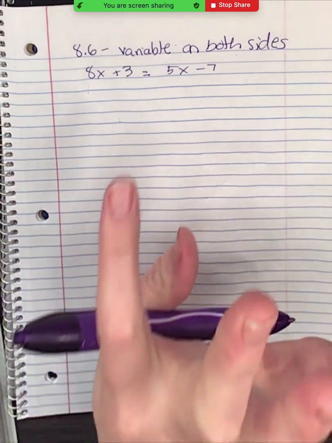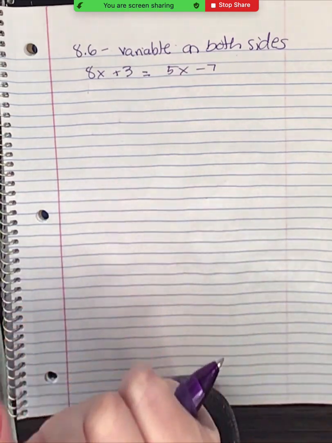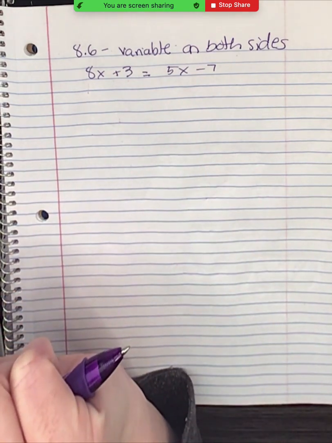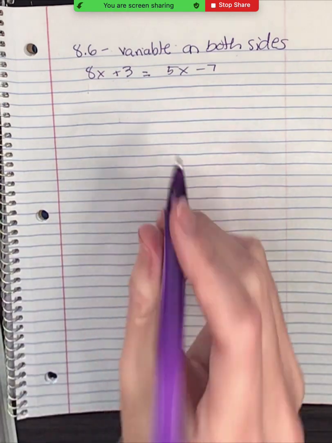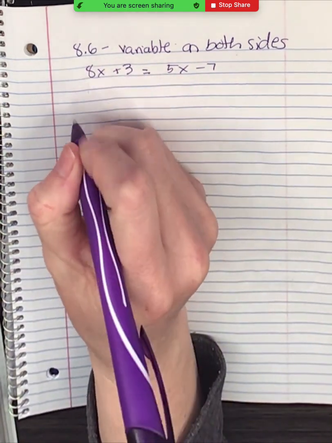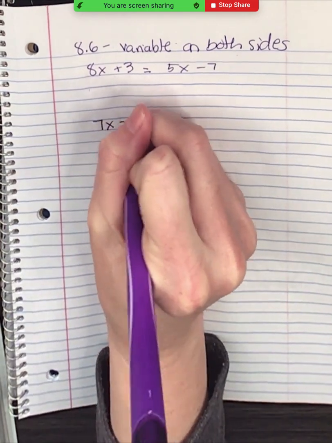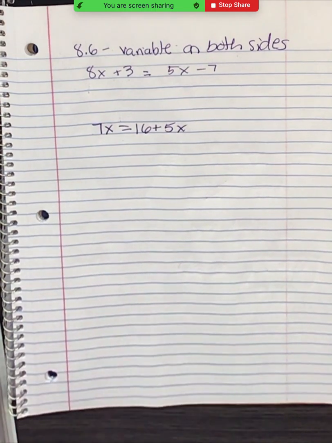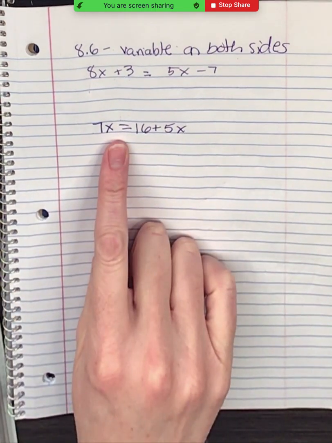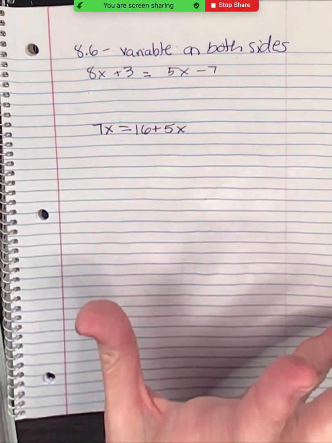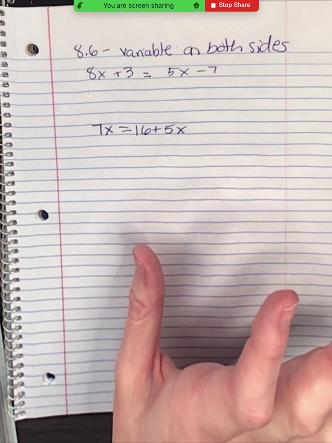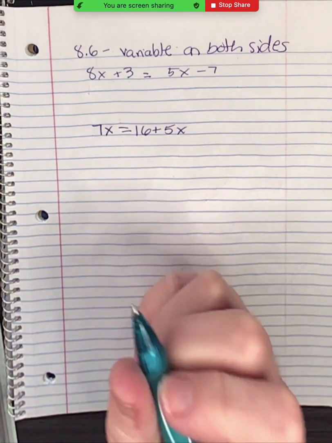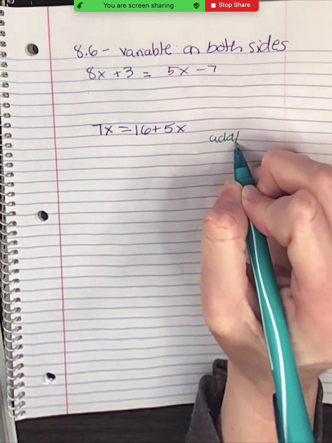So in order to solve an equation like this, you have to apply the properties of equality to get the variable on one side and then isolate it. Okay, so looking at our notes, consider the equation 7x equals 16 plus 5x. Okay, the goal of this is to isolate the variable on one side and have all the numbers on the other. Okay, the properties of equality allow us to add or subtract the same variable term to both sides.